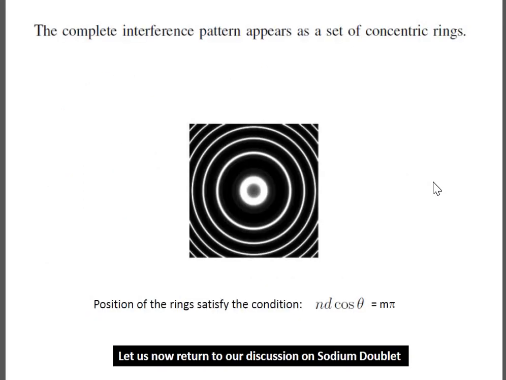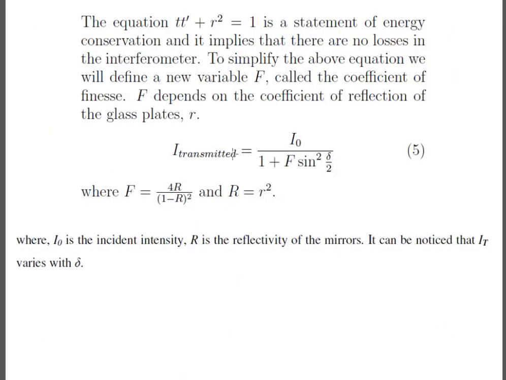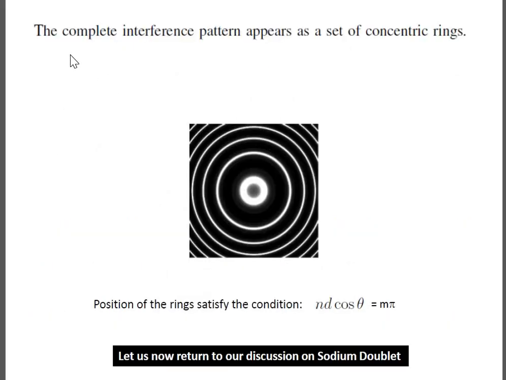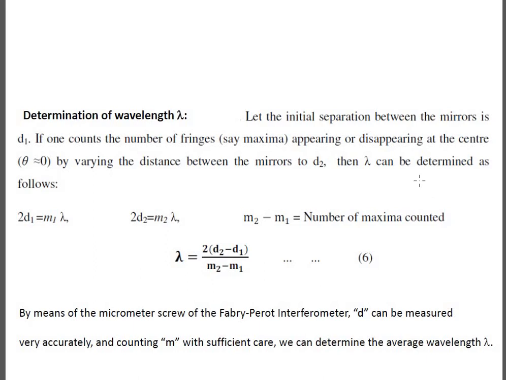The result of all this is that the complete interference pattern appears as a set of concentric rings like this, and the positions of the rings satisfy this condition. Now, after all this discussion on the fringe pattern, we will return to our discussion on the sodium doublet, which was the second part of the practical, and that is the determination of the average wavelength.